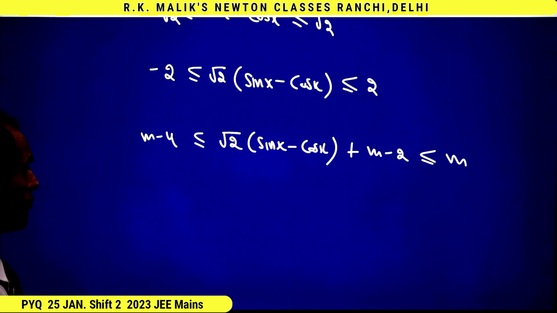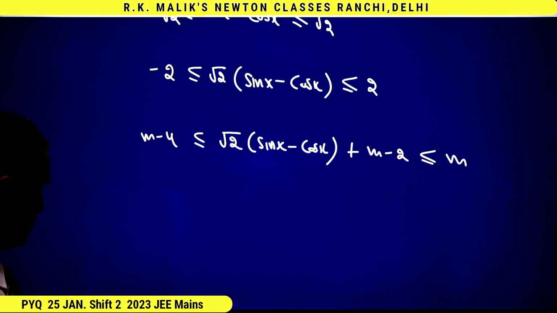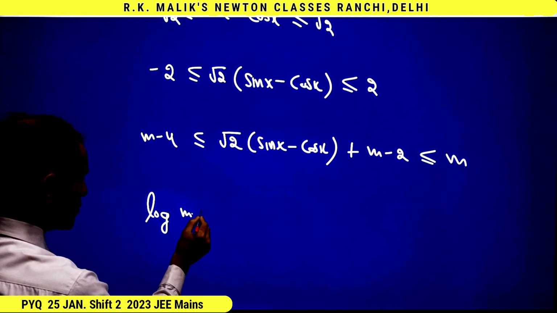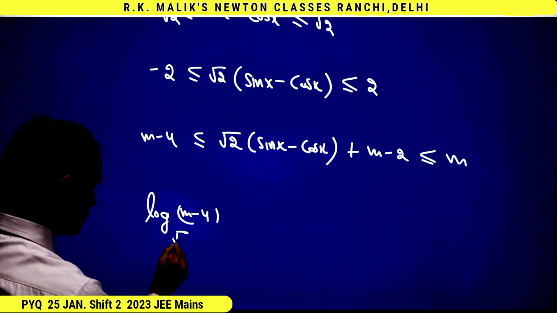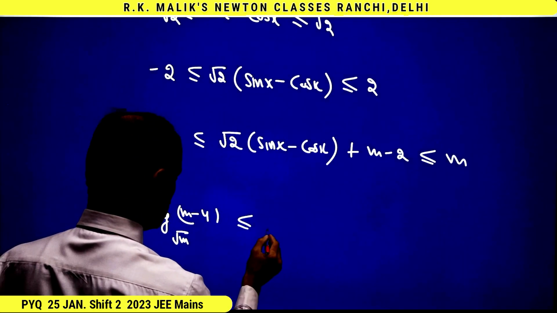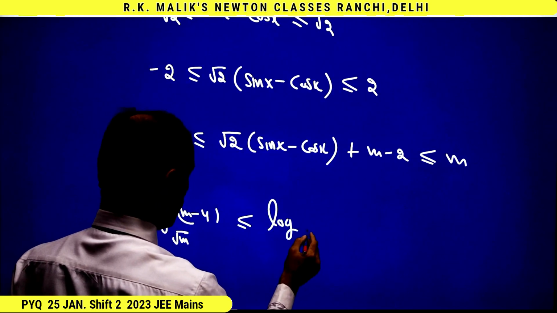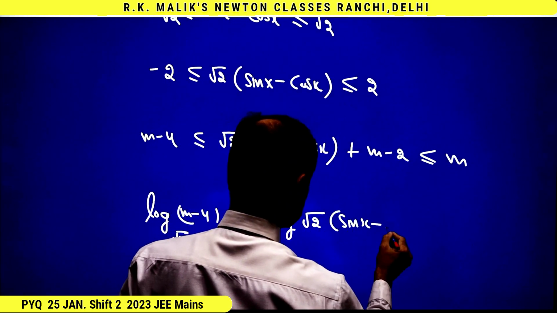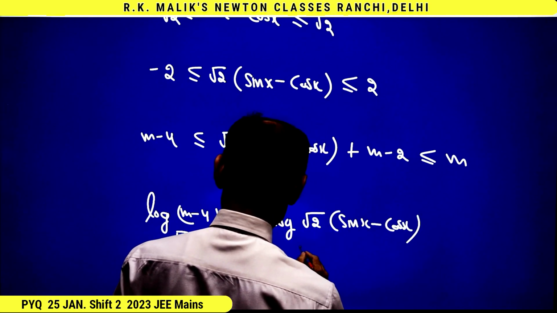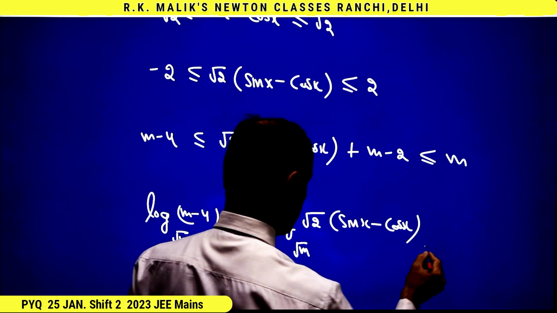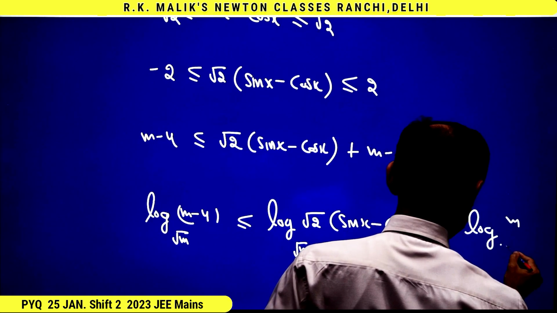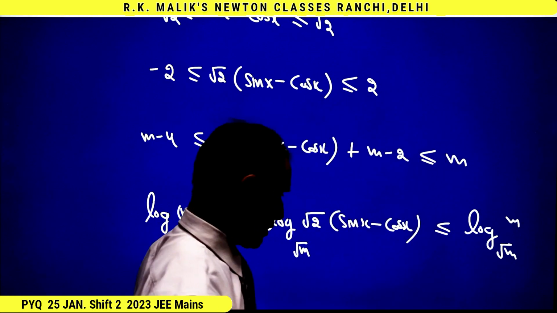Now I take log with base under root m in all the three expressions. I get log of m minus 4 to the base root m less than or equal to log of root 2 into sin x minus cos x plus m minus 2 to the base root m less than or equal to log of m to the base root m.